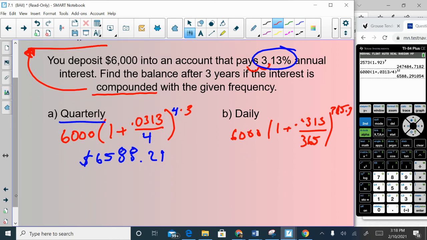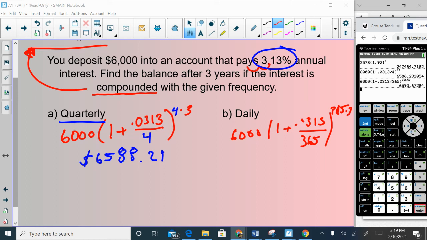Let's go ahead and try this now. I actually am just going to push second entry and try to edit this to make it work. So I'm not going to divide by 4 now. I'm going to divide by 365, close parentheses. And up here, I'm going to do 365 times 3. Now, if your calculator isn't as new as this one and doesn't let you go up into the exponent, you have to do 365 times 3 in parentheses.